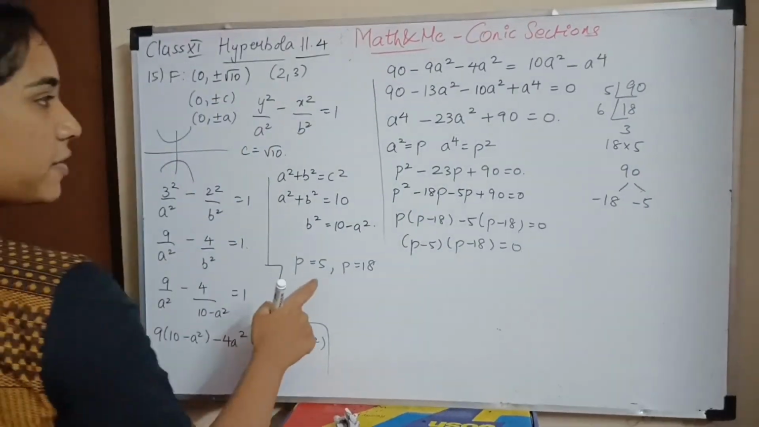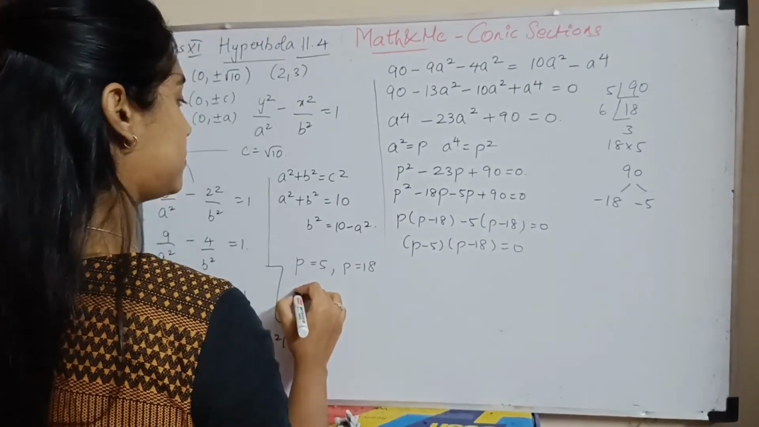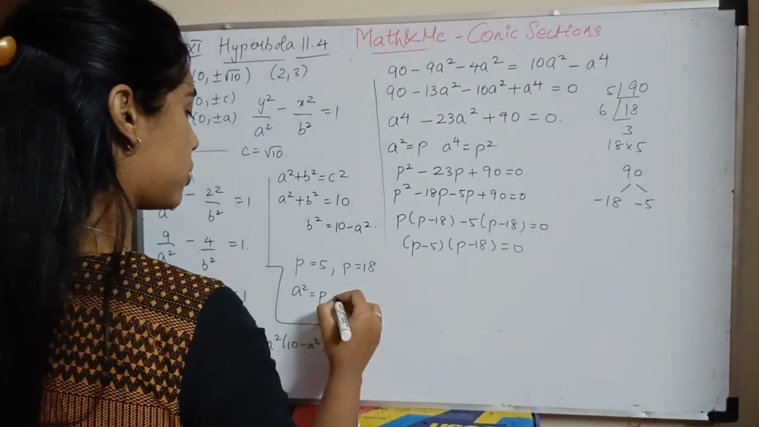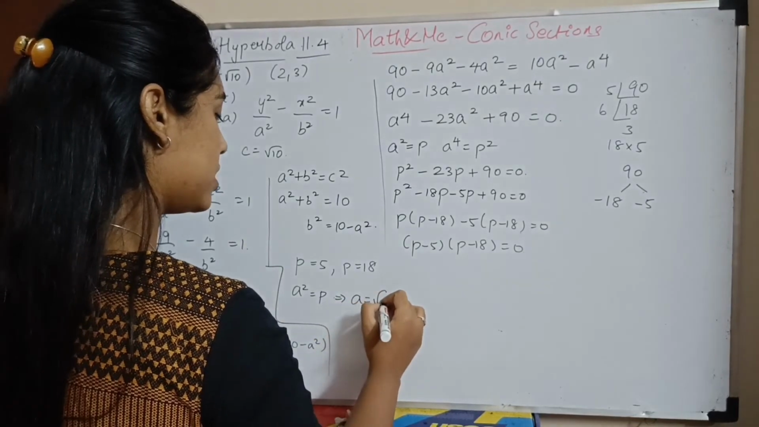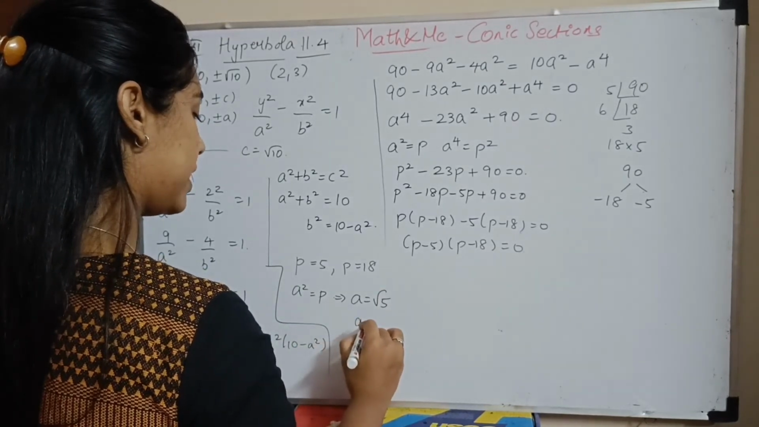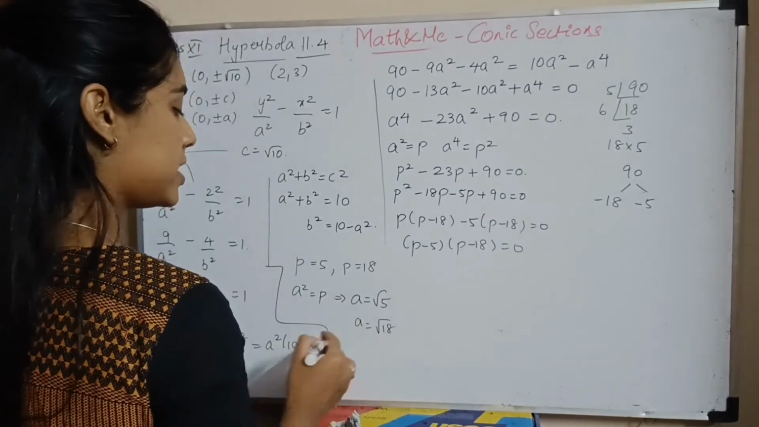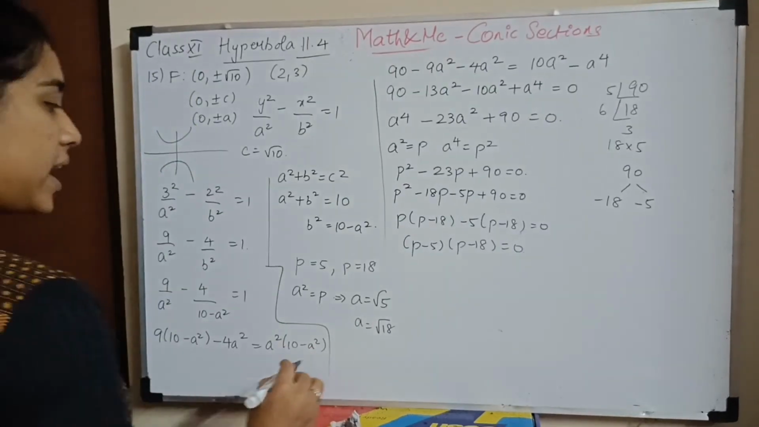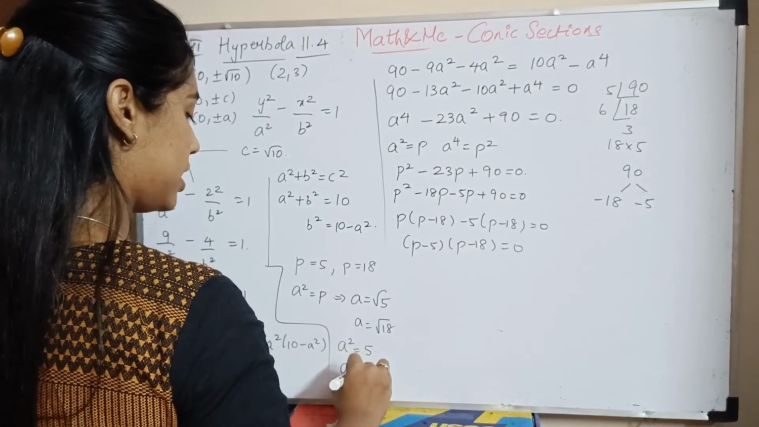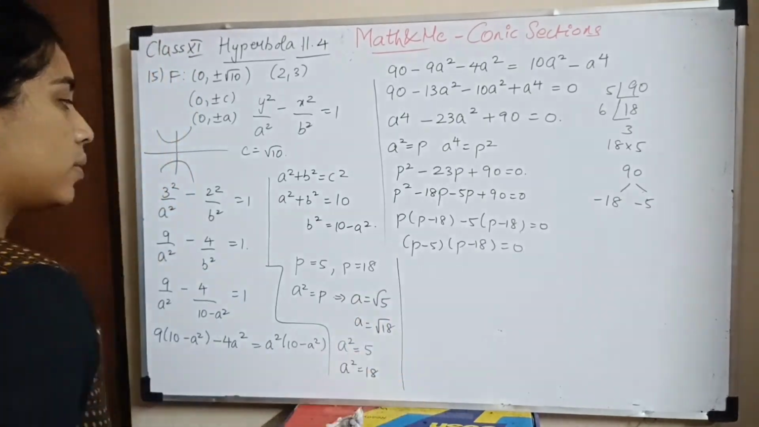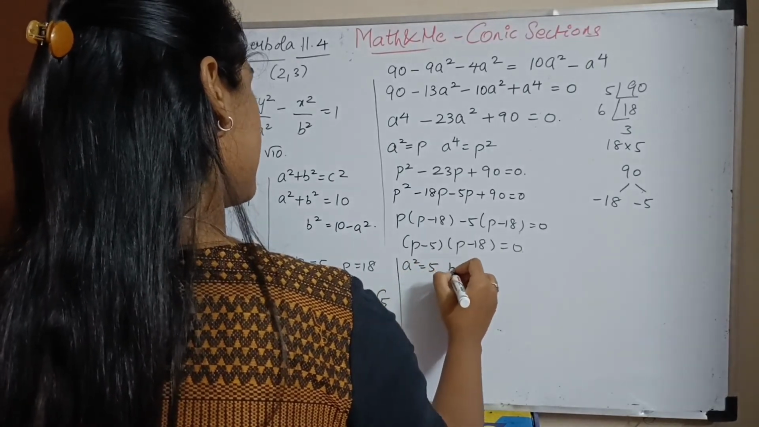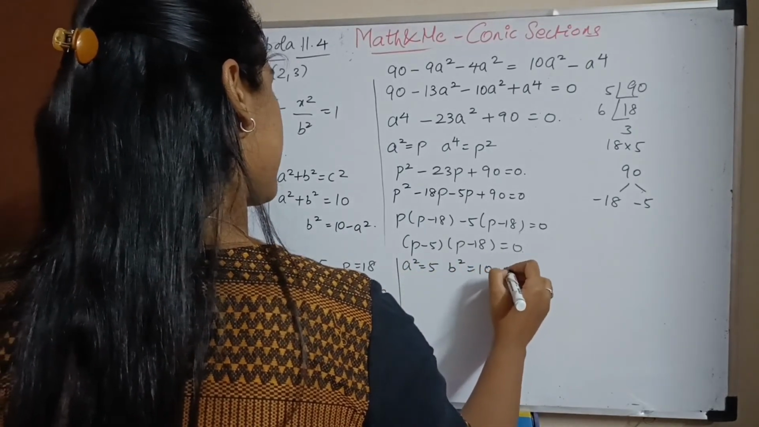So when p equals 5, what is my a²? a² equals p, so a equals the square root of p. So the value of a will be √5. When p equals 18, I have a equals √18. So these are my values of a, and my a² is 5 and 18. So what are my two equations? When my a² is 5, my b² is 10 − 5, which is 5.